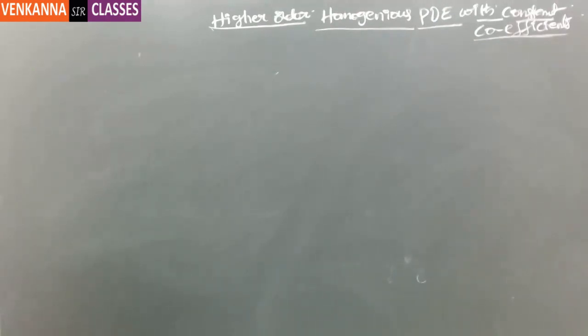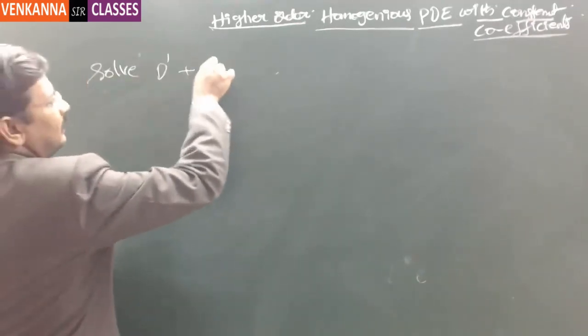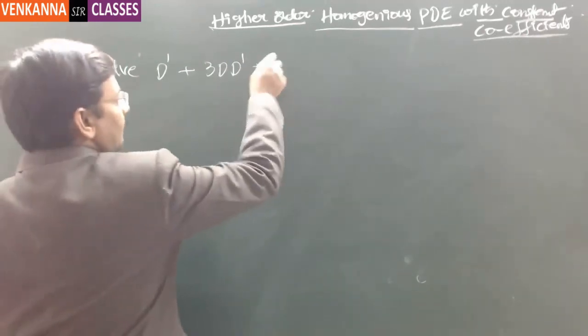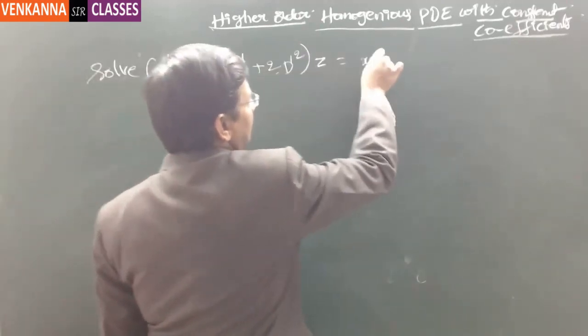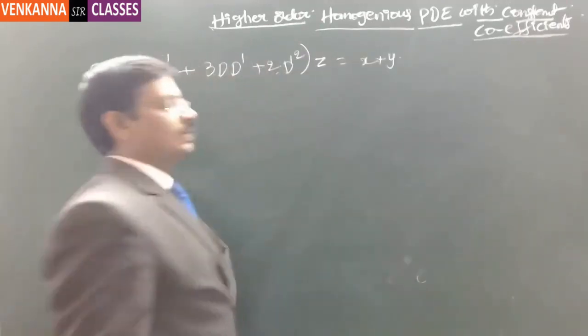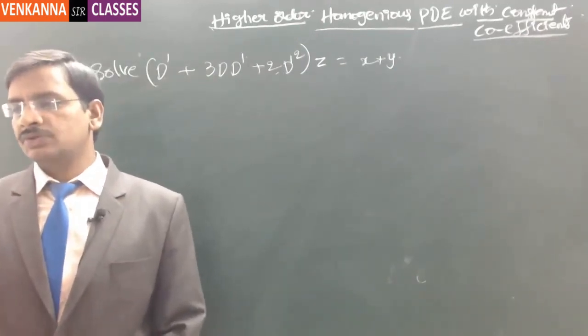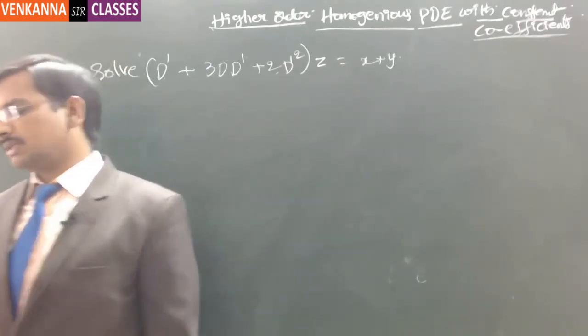Solve D square plus 3D D dash plus 2D dash square of z is equal to x plus y. For that, you have to identify the complementary function first, and then the particular integral. In the particular integral, the a value and b value are equal to 1.